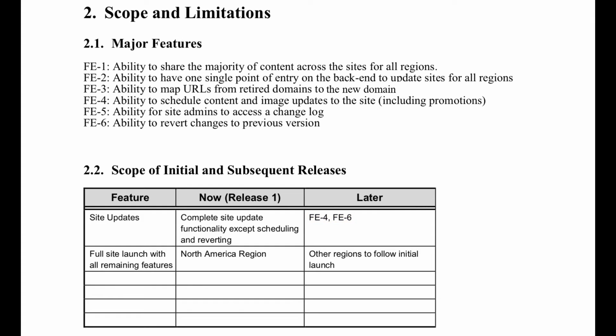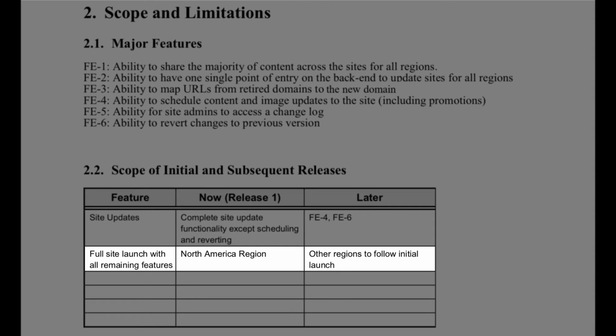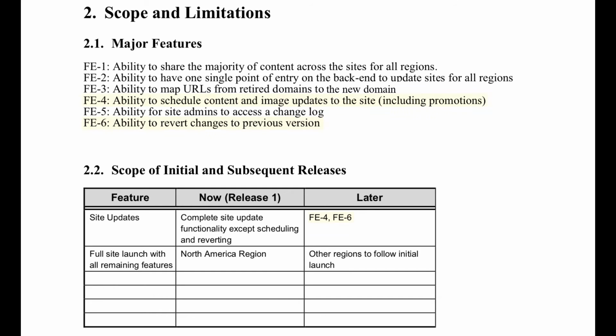Then we also have full site launch with all remaining features. So what they're saying with this is that FE4 and FE6 are the only features that could come at a later date, and that all of the remaining features have to come with release 1 for the North America region. And then other regions will follow that initial launch, and again, we'll have all of the features except possibly FE4 and FE6. So this is one way of documenting what comes now versus what comes later.